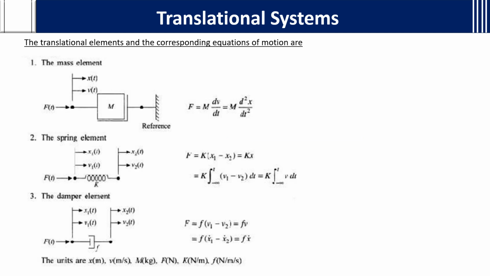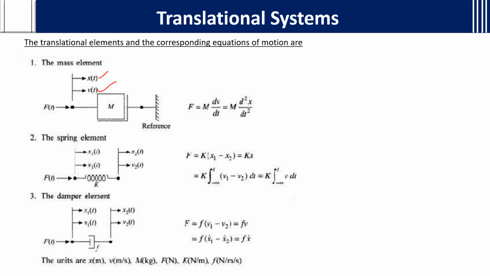Then there are some translational elements and the corresponding equations of motion. First one we have already seen. See, mass of the element. If there is some block and it is represented by m, this is nothing but the mass of the element. x is the displacement, v is the velocity in the direction, f is the force applied, and this is the reference point.